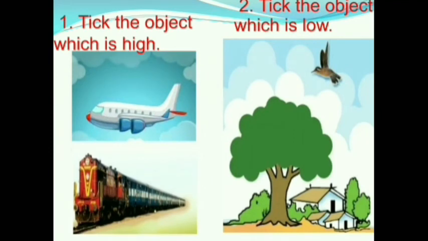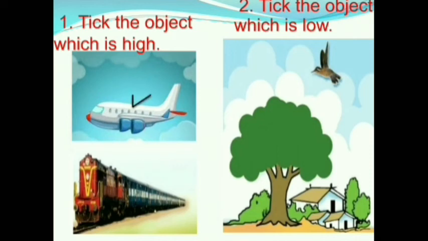Children, see the first question. Tick the object which is high. Look at these pictures. Here we have aeroplane and train. Which one is high? Aeroplane or train? Yes, aeroplane is high. So we should tick aeroplane.